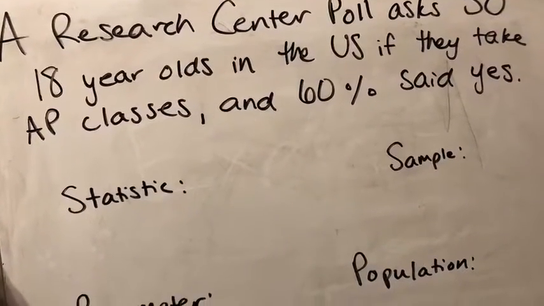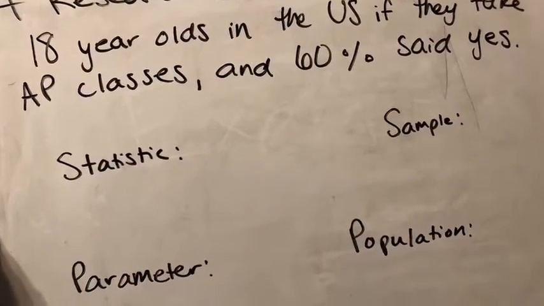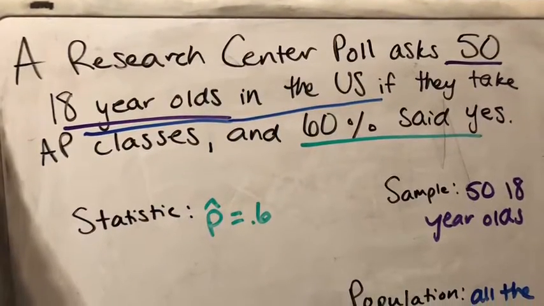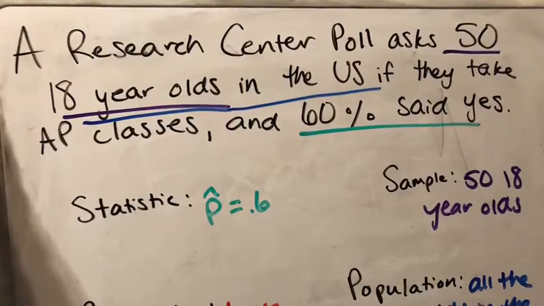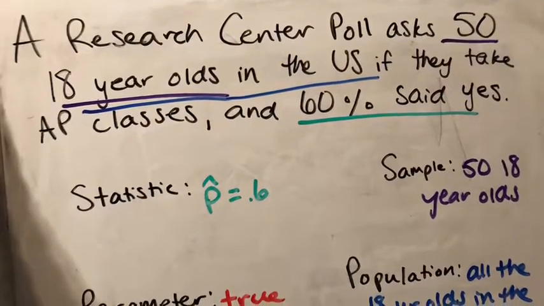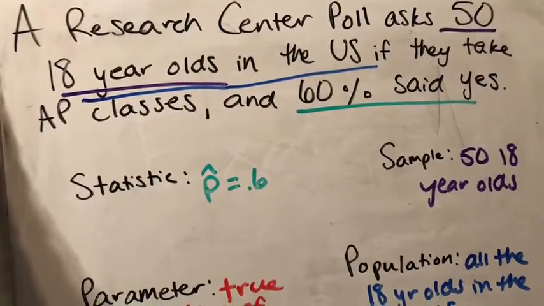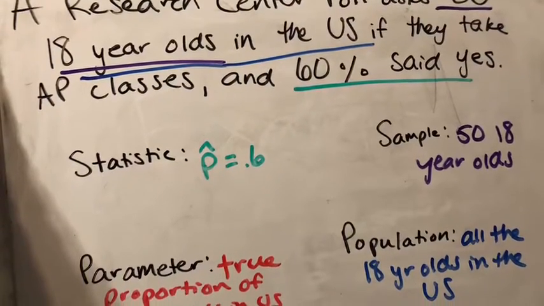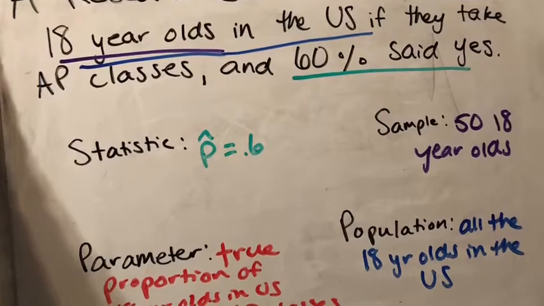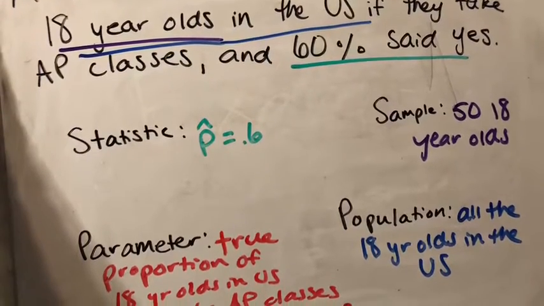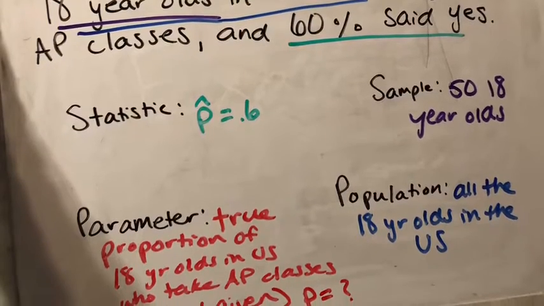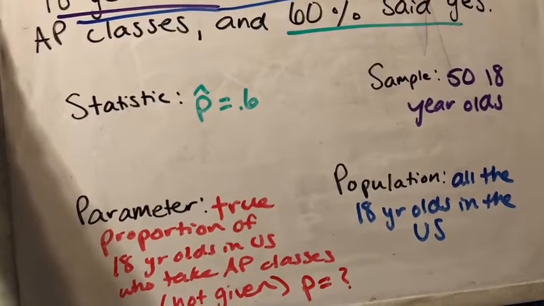Pause the video here to try the question on your own. Since the research center asked 50 18-year-olds, that is their sample. The population is all the 18-year-olds. 60% of the sample of 18-year-olds said they take AP classes. The sample proportion, or the statistic, is 0.6. The true proportion of 18-year-olds who take AP classes is unknown.